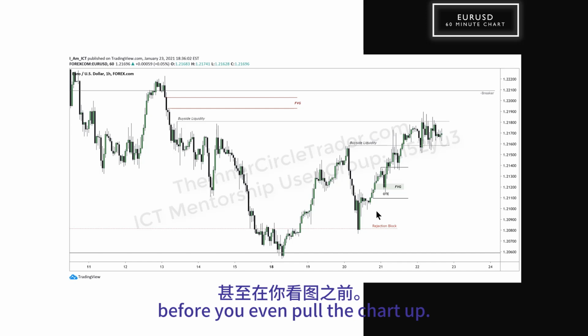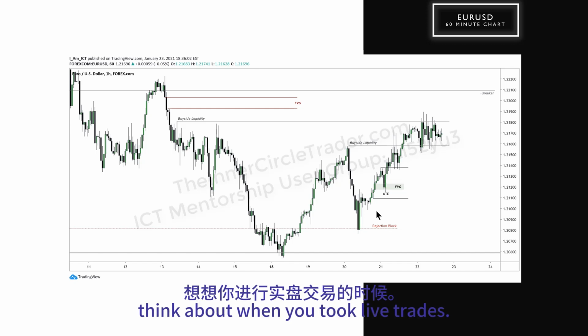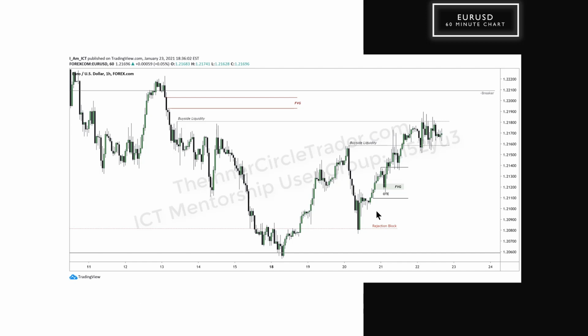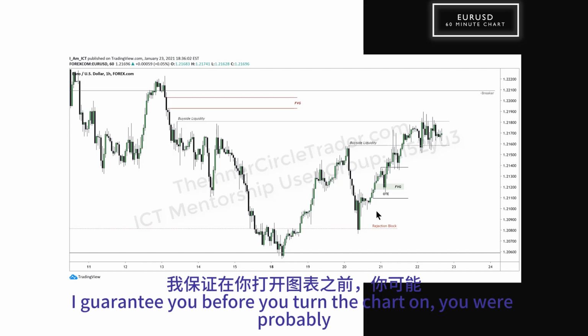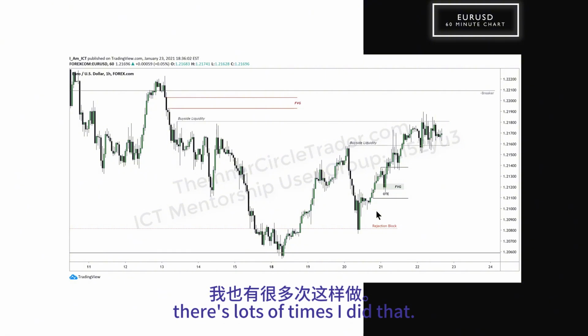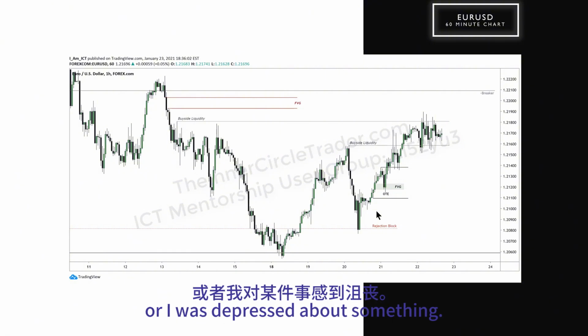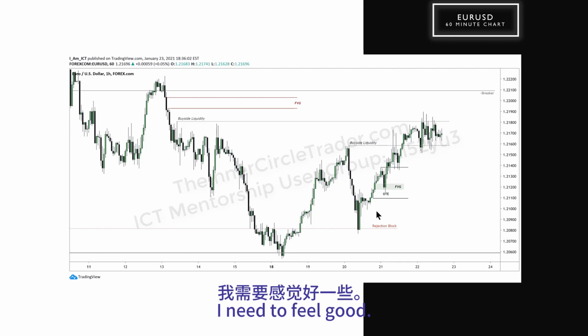Before you even pull the chart up, if you're honest with yourself, think about when you took live trades. I guarantee you, before you turned the chart on, you were probably pissing and moaning about something. Because I can tell you, there's lots of times I did that. I was angry about something, or I was depressed about something. I said, you know what? I need a buzz. I need to feel good.